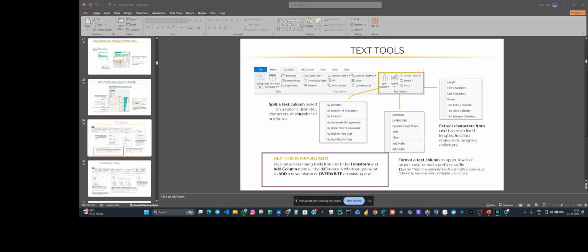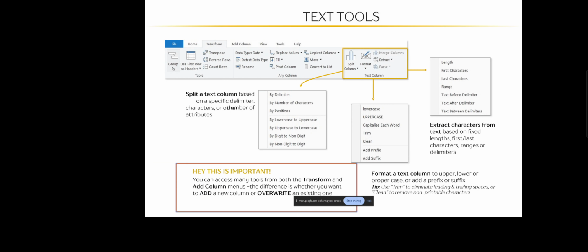What are the common use cases for using these text columns, or I can say text transformation? We use this term text transformation. The first one is cleaning messy text. You can split names.